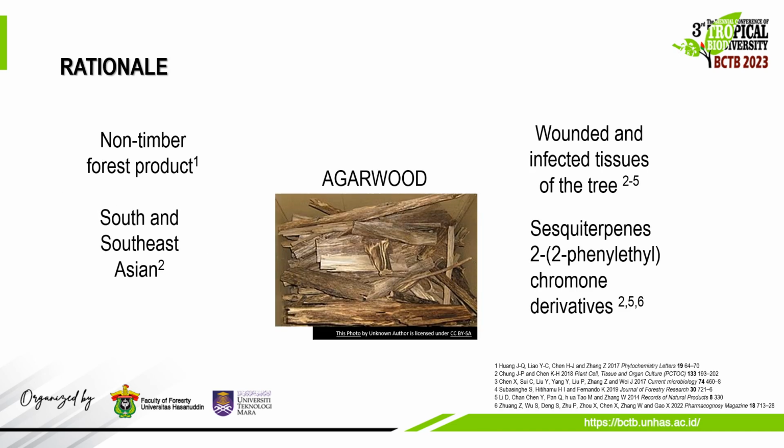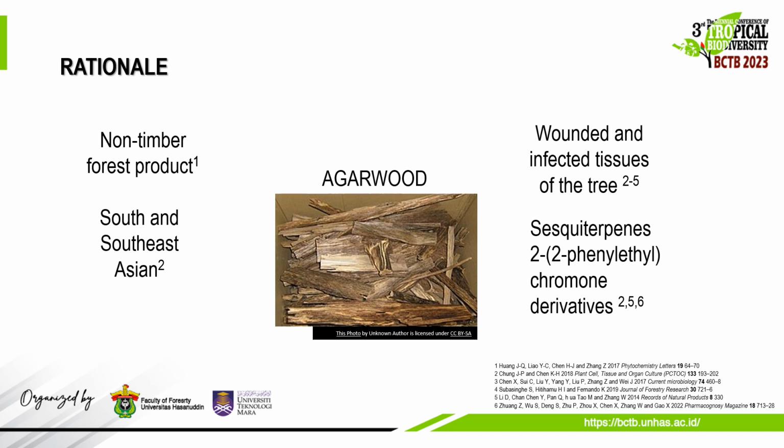One of the most highly valued non-timber products is a fragrant resin derived from agarwood producing tropical tree species. These tree species are naturally grown in South and Southeast Asian countries. The branches and trunk of most agarwood species secrete fragrant resin, which is not produced from healthy tree tissues, but instead from wounded and infected tissues of a tree by a fungus.